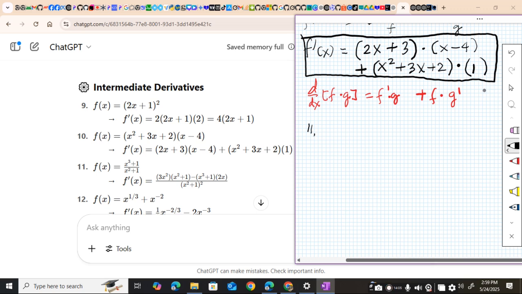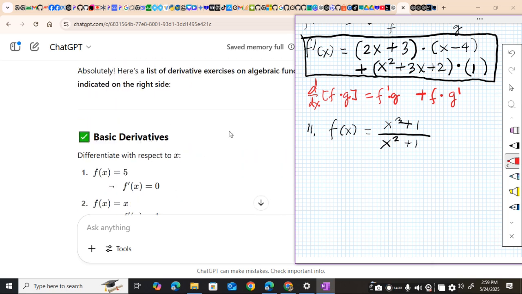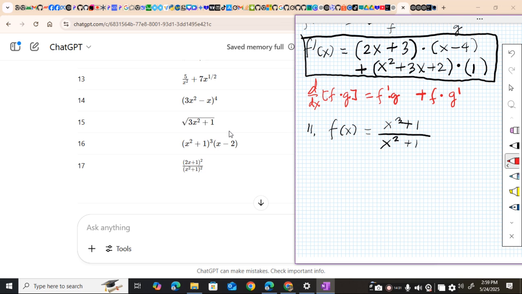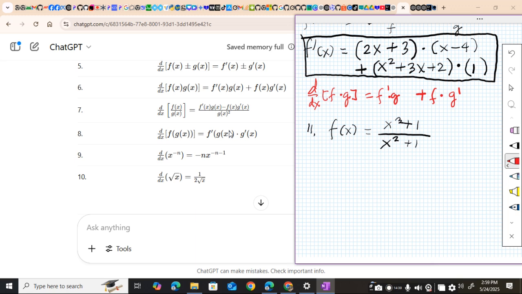So why are we using the quotient rule here? Because it's a quotient. We see in the numerator there is an x cubed plus 1, and there is an x squared plus 1 in the denominator. So according to our cheat sheet, we try to find the formula for division. So that's the quotient rule, number 7.